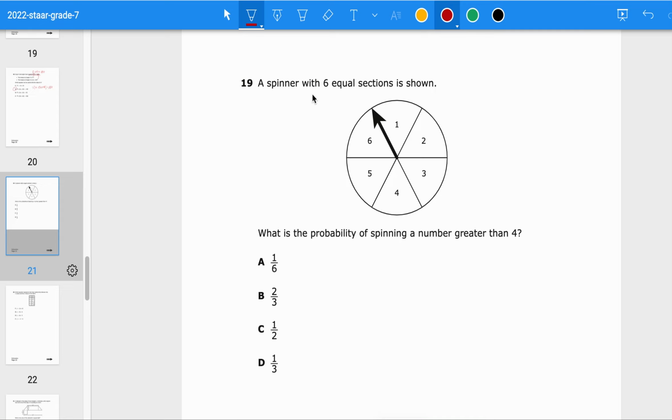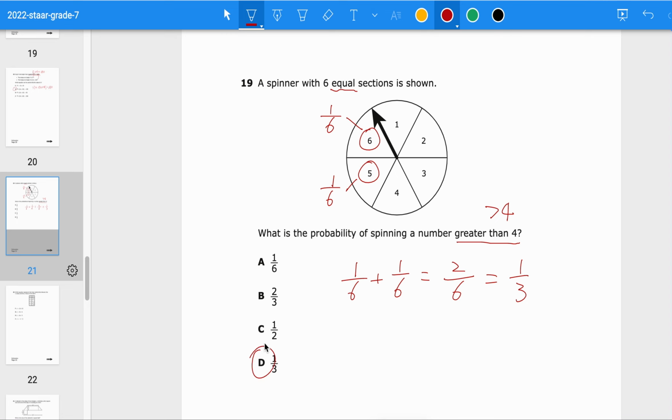Number 19. A spinner with 6 equal sections is shown. 6 equal sections, which means each section has the equal opportunity. So what is the probability of spinning a number greater than 4? What are the numbers among these 6 numbers that are greater than 4? 5 and 6. And the opportunity for 6 is 1/6. The opportunity for 5 is also 1/6, right? Because each of them has the same probability. So 1/6 plus 1/6, that would be 2/6, which simplifies to 1/3. So D will be the correct answer.